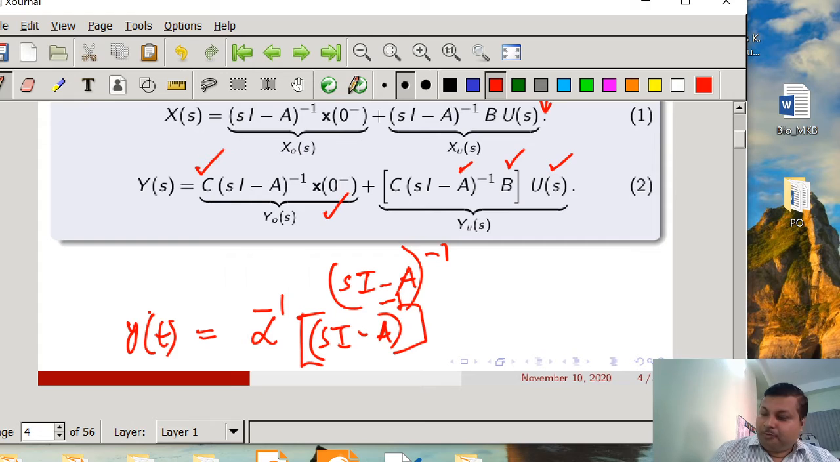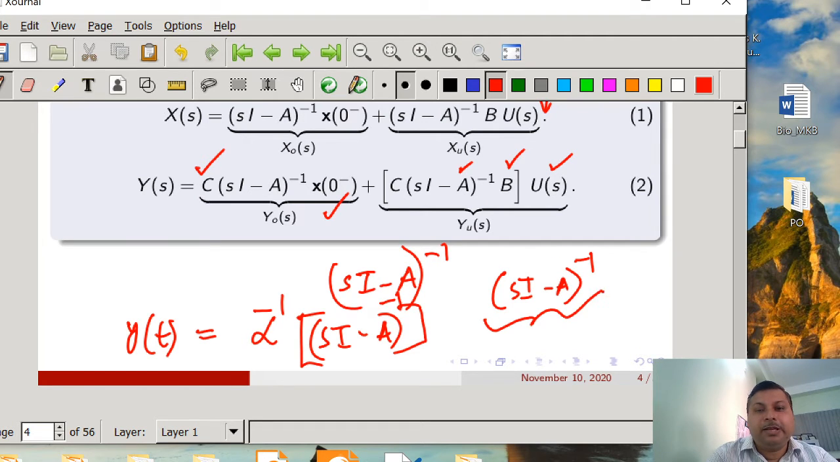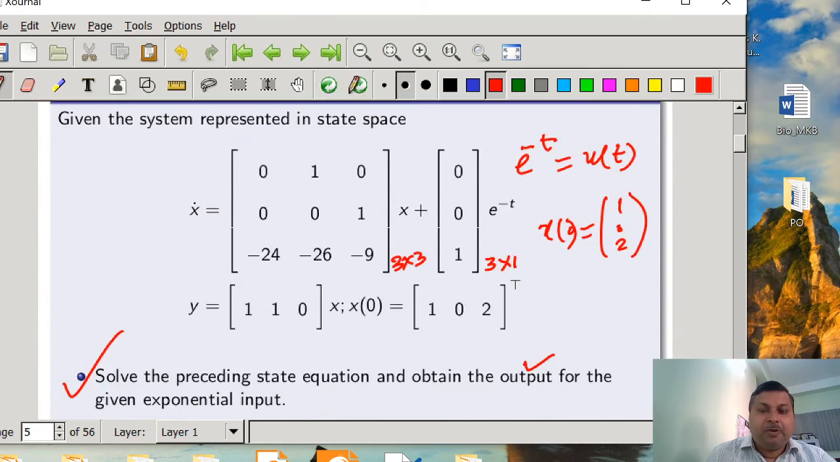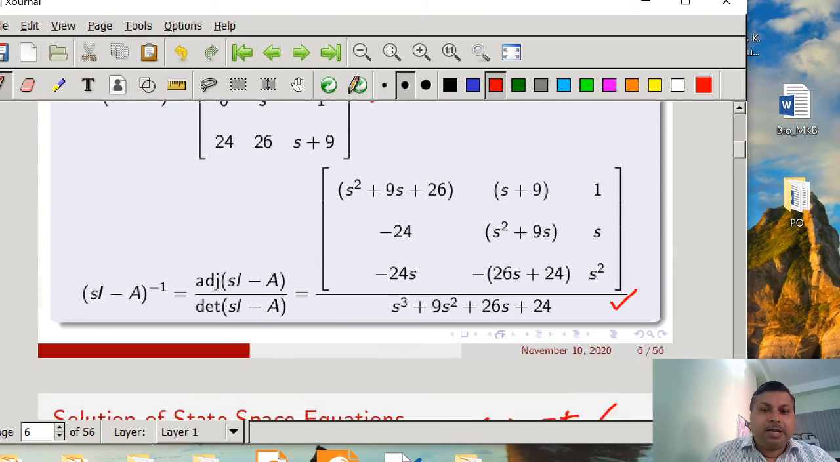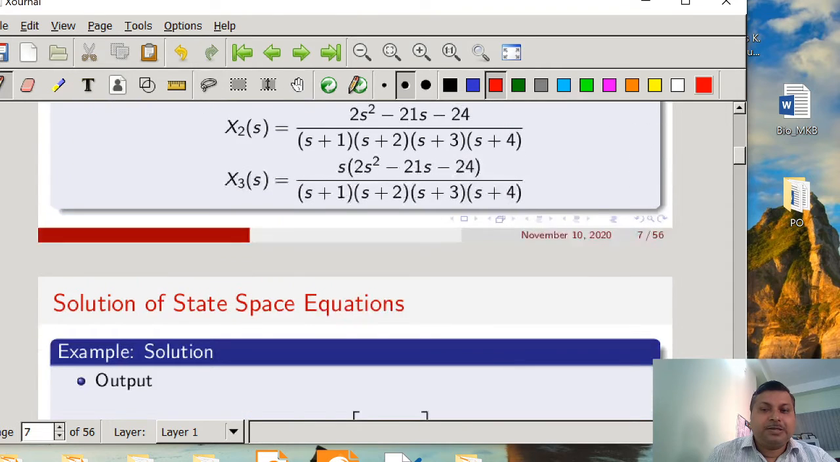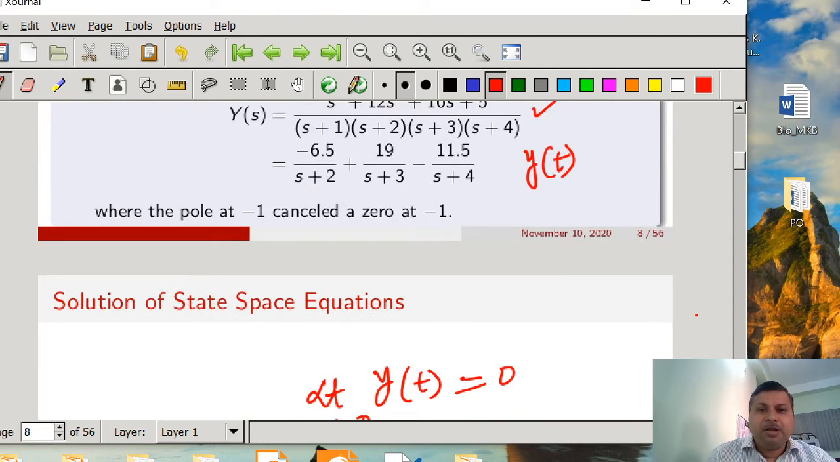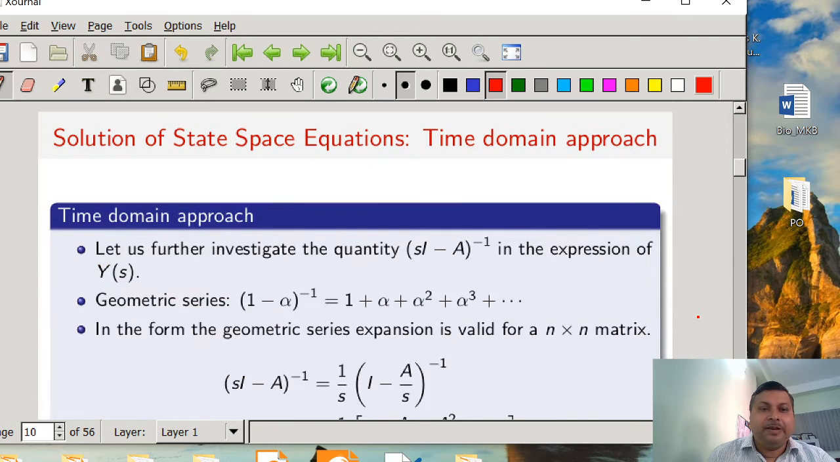So now we will give a special focus on (sI minus A) inverse. This term will play a key role when we want to solve the state equation using time domain. So that's why our next discussion will be about the inverse Laplace of (sI minus A) inverse, and we will start with (sI minus A) inverse. So let us further investigate the quantity (sI minus A) inverse in the expression of Y(s).